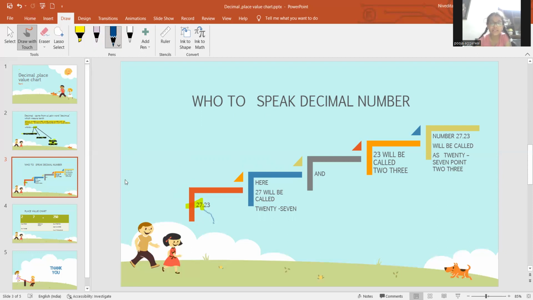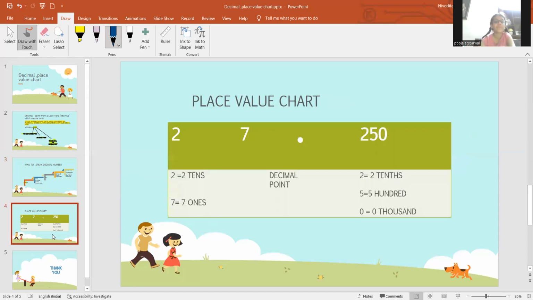After that dot, which is called the decimal point, we read the numbers separately. There it is written 23, but now we will not read it as 23. After the decimal point, we read the digits separately. We will read it as 2, 3. So the whole number is read as 27.23.